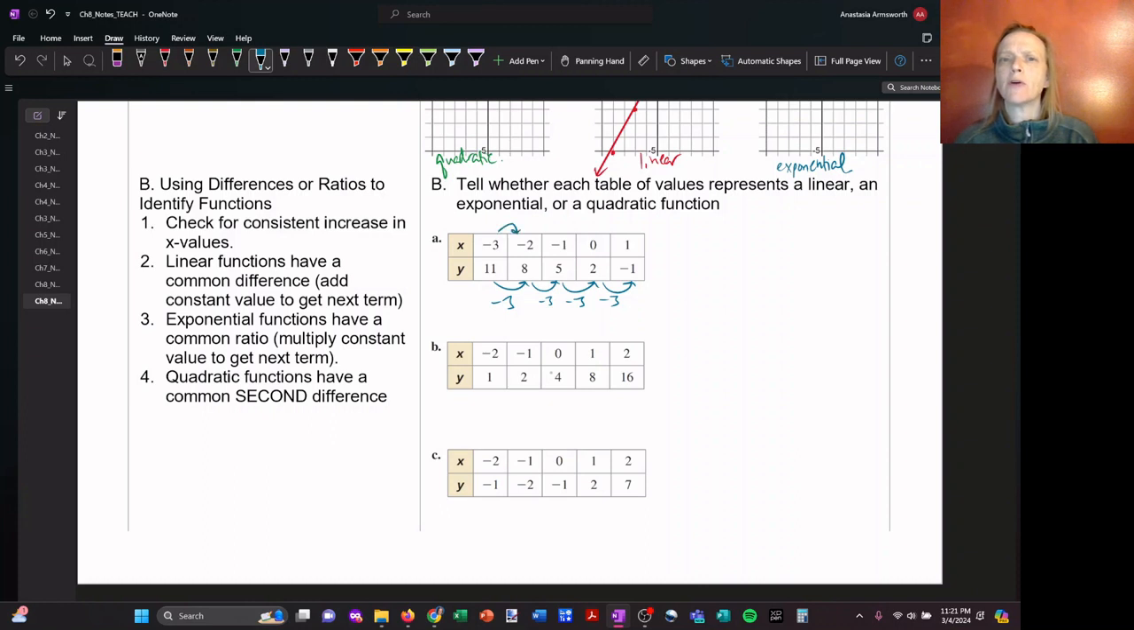So just confirm that the x values are doing something consistent. Here we seem to be consistently adding 1, adding 1, adding 1. So in this example, we have a common difference. Common difference is -3. Therefore, this is a linear function.